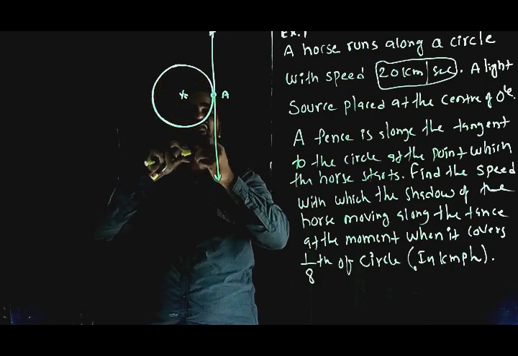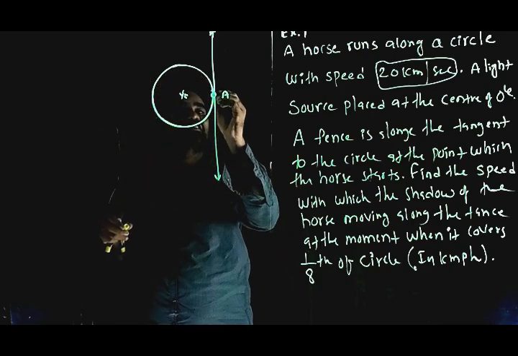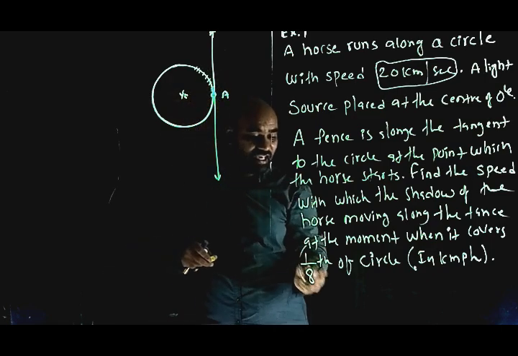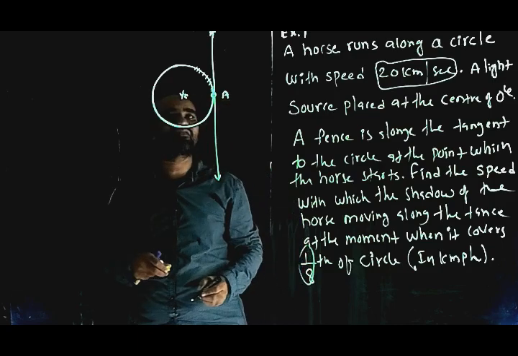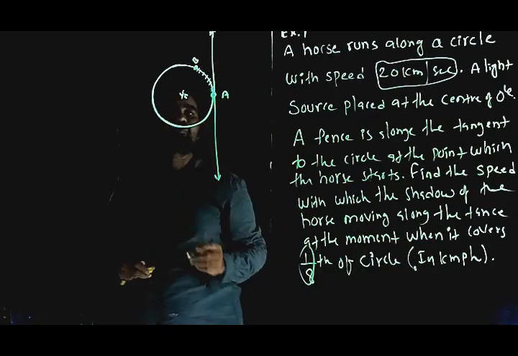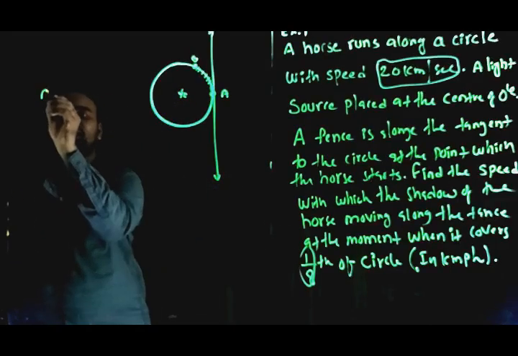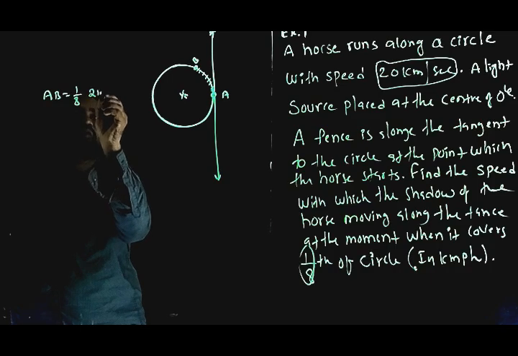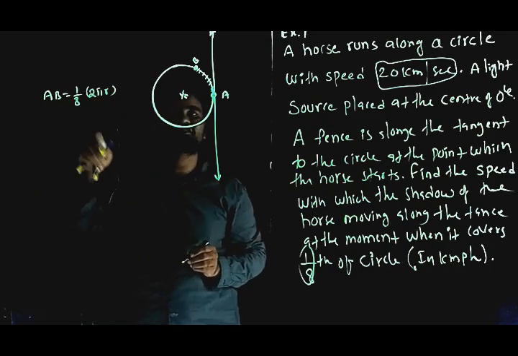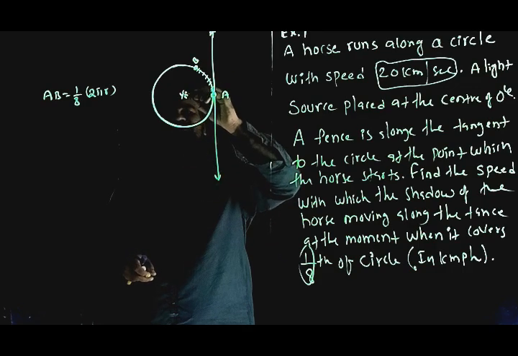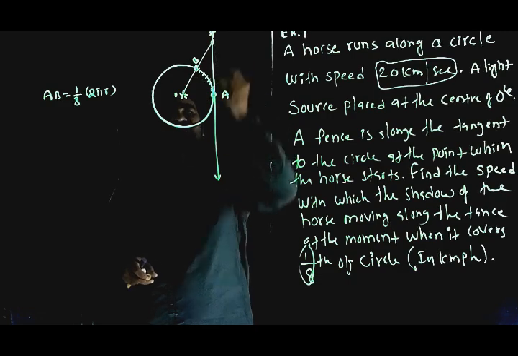So at what instant is the distance travelled by the horse 1/8 part of the circumference of the circle? For example, at this point B, AB is nothing but 1/8 part of 2 pi r. At this instant, we want to find at what rate the shadow will lengthen. For example, this is O. Join OB and extend.